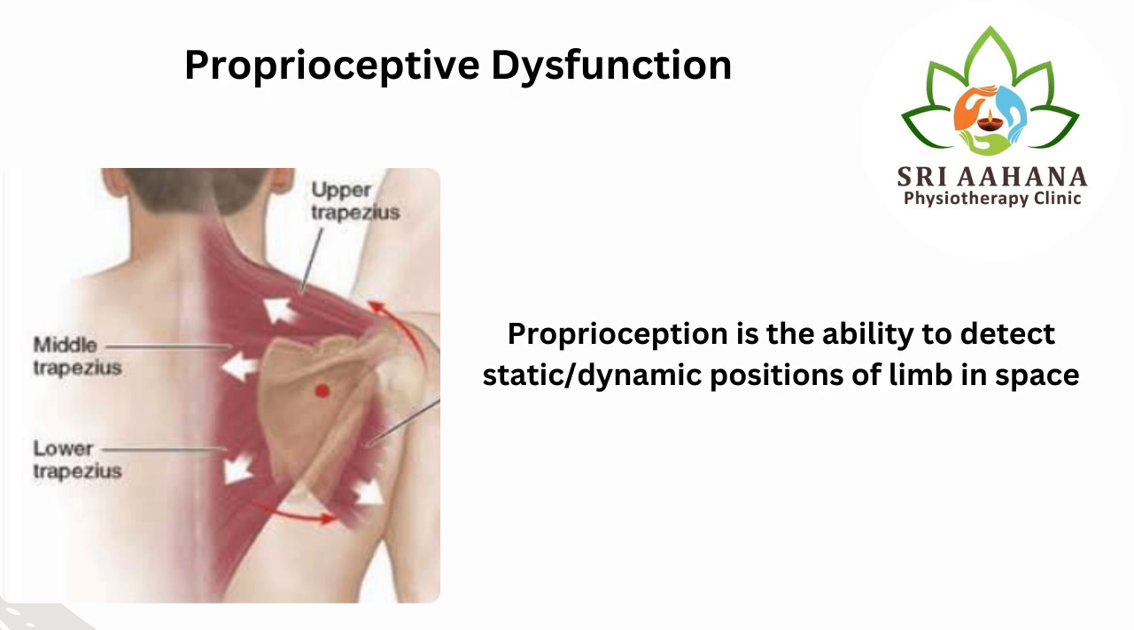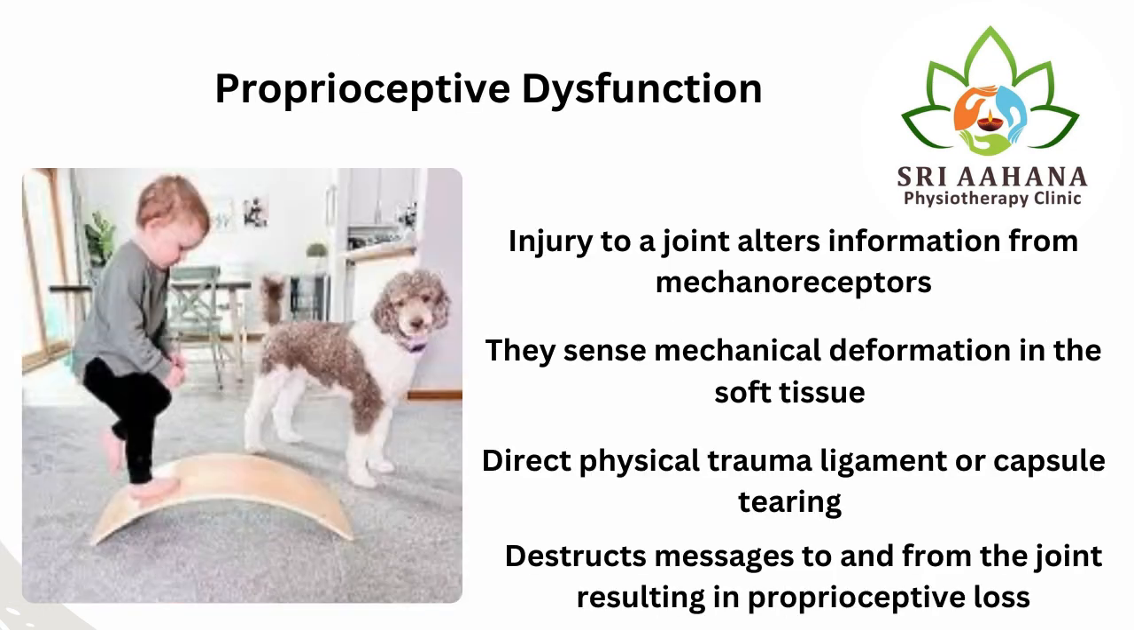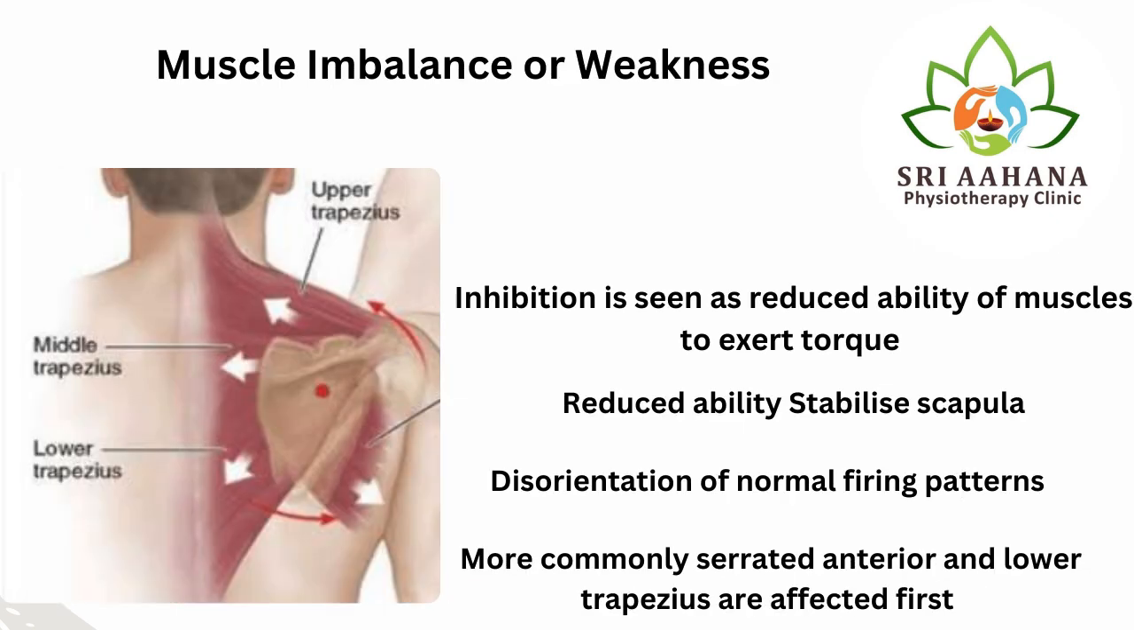Proprioception is the ability to detect static or dynamic position of the limb in space. Injury to a joint alters the information from mechanoreceptors. They sense the mechanical deformation of the soft tissue. Direct physical trauma to the ligament or capsule will disrupt the message to and from the joint, resulting in proprioceptive loss.